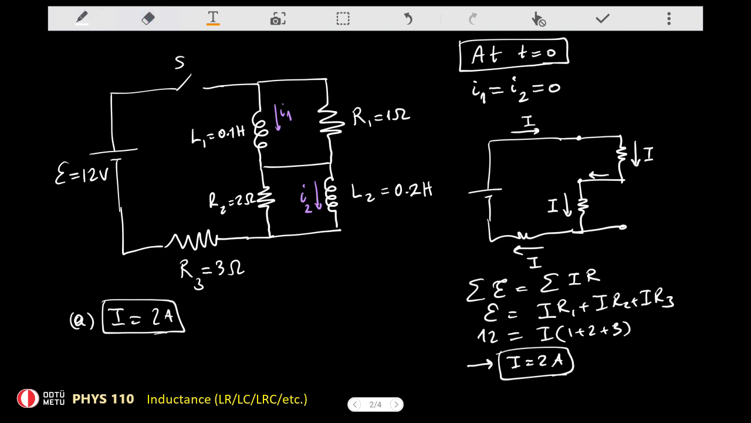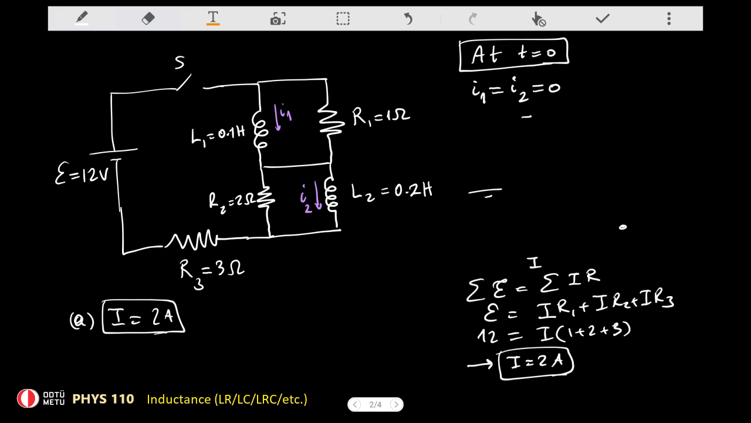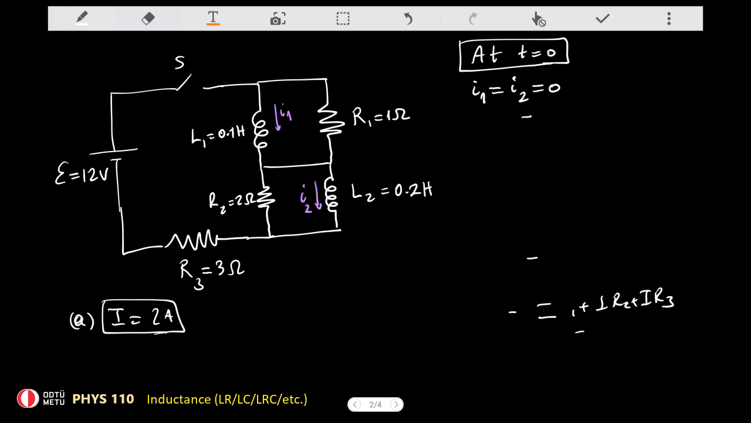So I'm going to erase now everything in here, and then talk about part B. So basically the question is, what is the rate of change of I1 at time t equals 0? Sorry, it's a misplaced question mark. What's the rate of change of the I1 at time t equals 0?